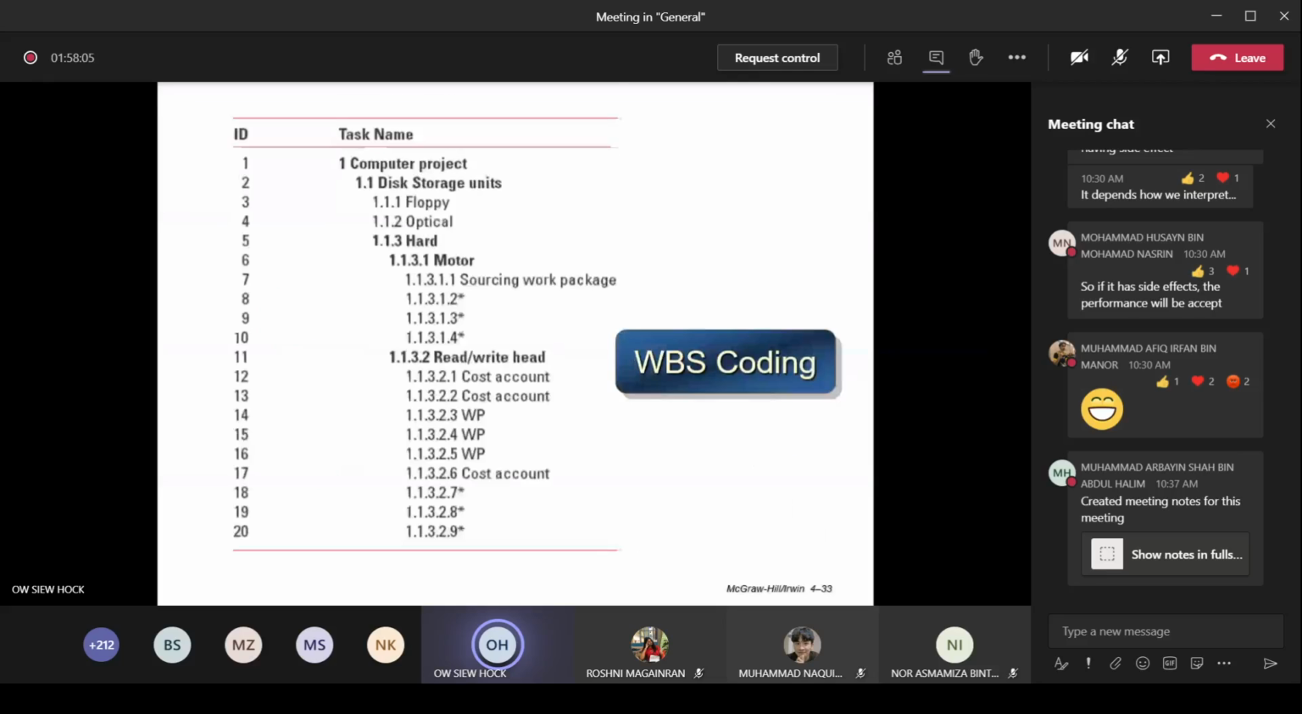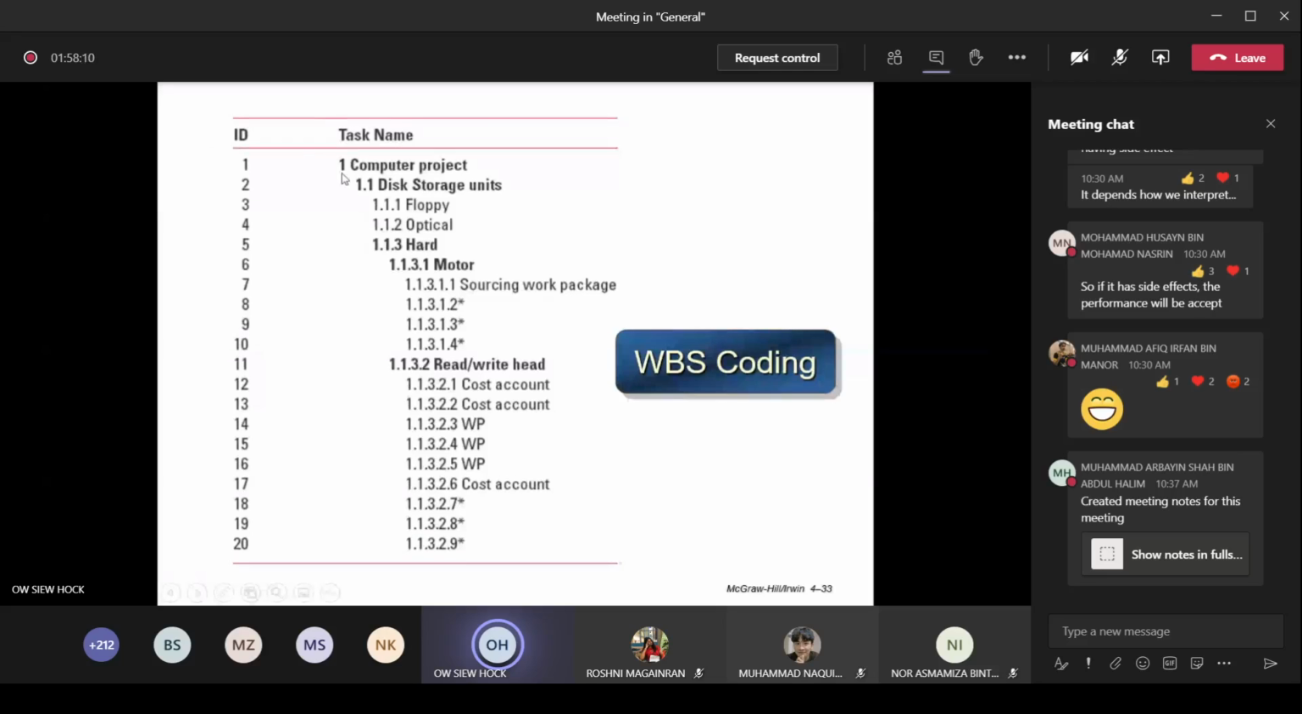Okay, so this is the coding format, WBS. You have the task ID here, and then the task name. One is computer project, 1.1 is this storage unit. Under this storage, you've got the floppy, the optical, the hard disk. So you just keep on breaking down to the lowest level. These are the different levels, sub levels. This is how you apply it, and it will relate to your project.